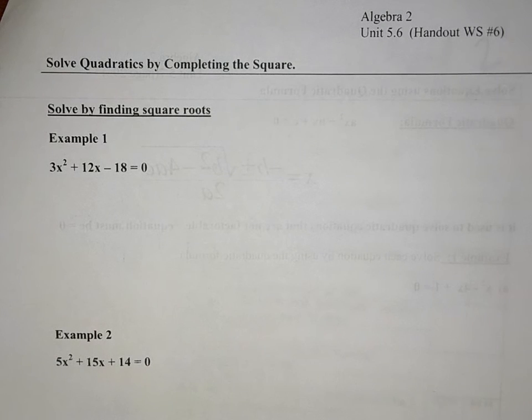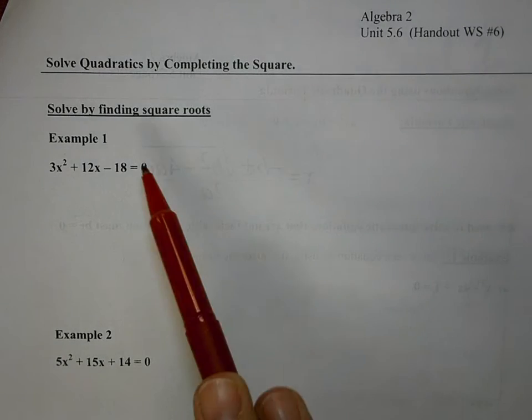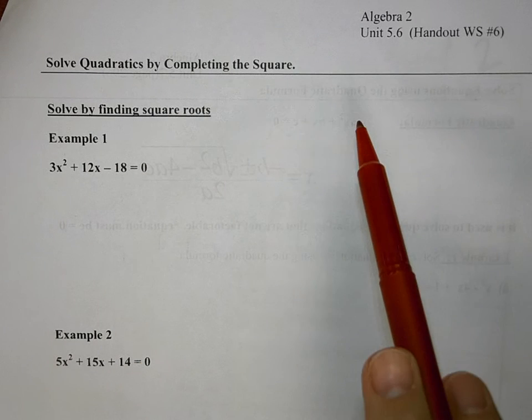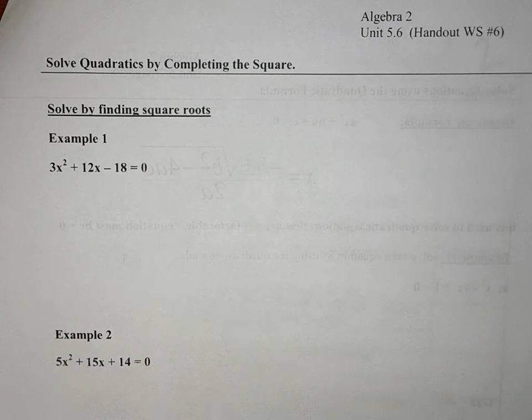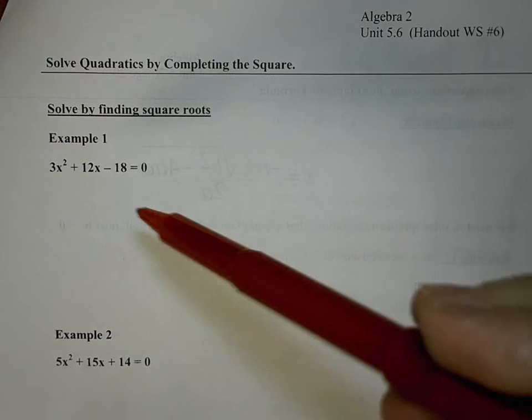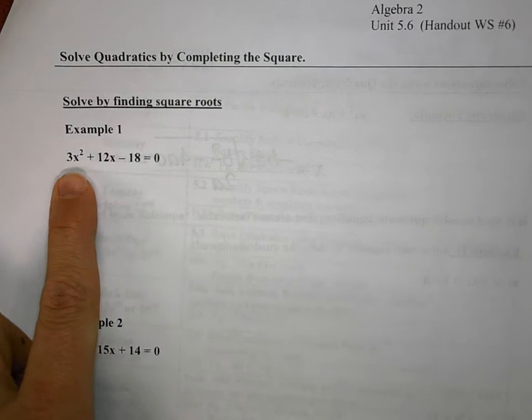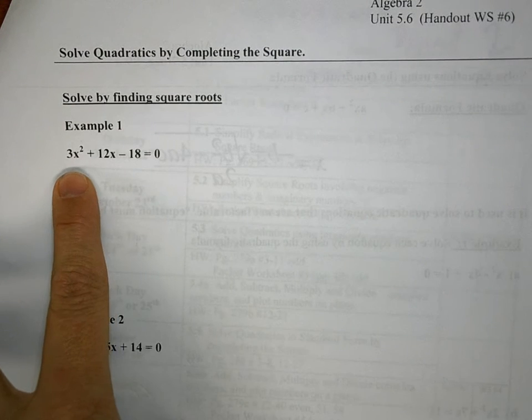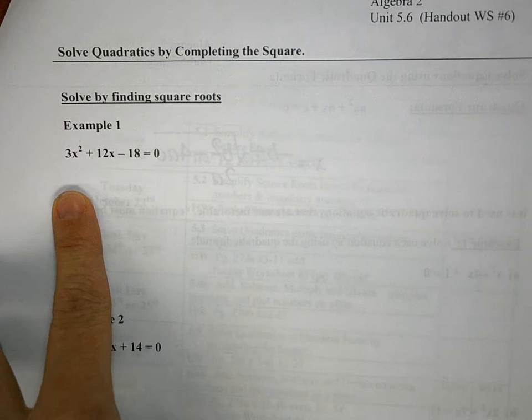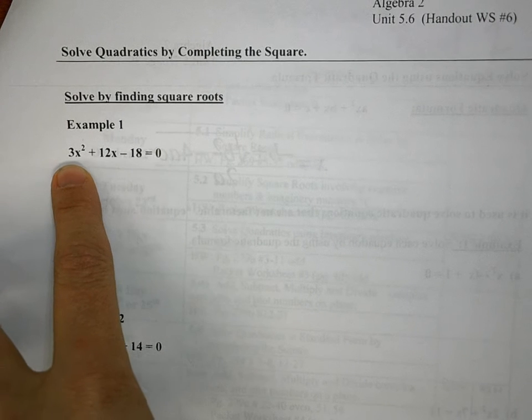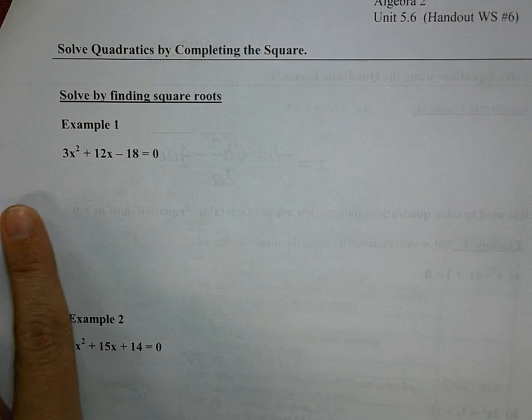Okay, today we have 5.6. We are going to be continuing solving quadratics by completing the square. But if you notice today on the problems, there is a number in front of our leading coefficient. When you are completing the square, you cannot have a number in front. So there are two options.